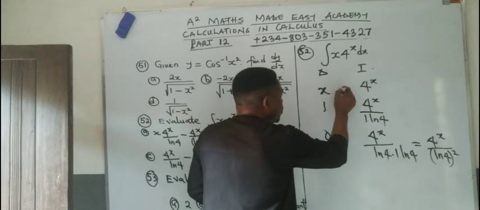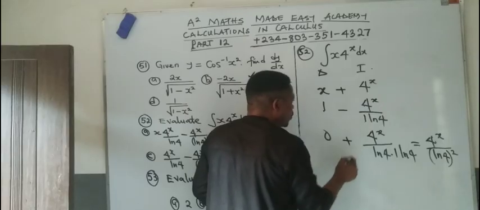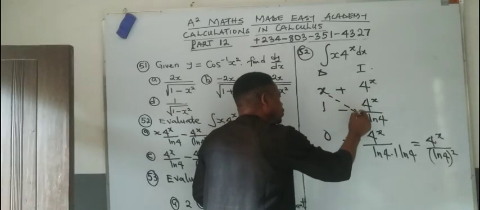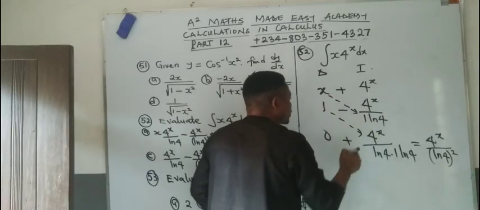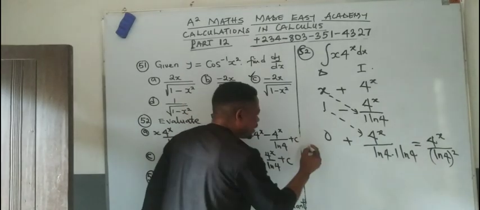Then go here, introduce plus. Go here, introduce minus. Go here, introduce plus. Then I will use the slanting method, just what I've been teaching you under calculations in calculus. Then what do we say in summary?